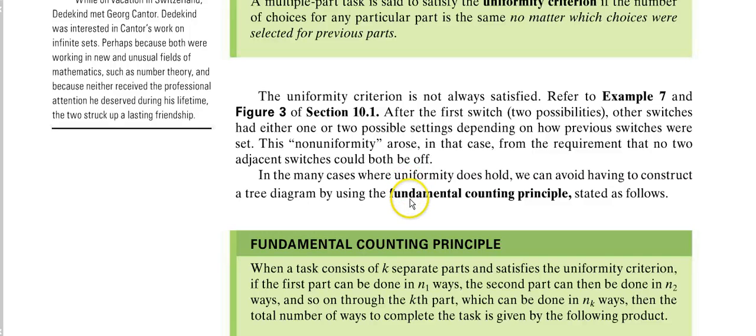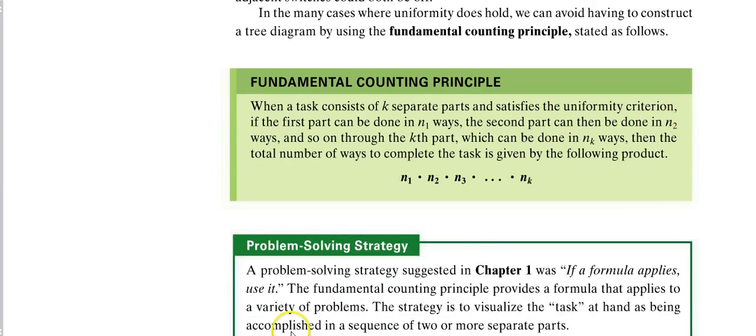We're going to follow what is called the fundamental counting principle, which states when you have k tasks, that would be the number of tasks, and it satisfies the uniformity criterion, if the first part can be done in this many ways, the second part can be done in this many ways, so on through the number of items in the listing, that's the letter k, then the total number of ways to complete the task, and this is the formula, is given by the following product. Now remember, a product is a result of multiplication.